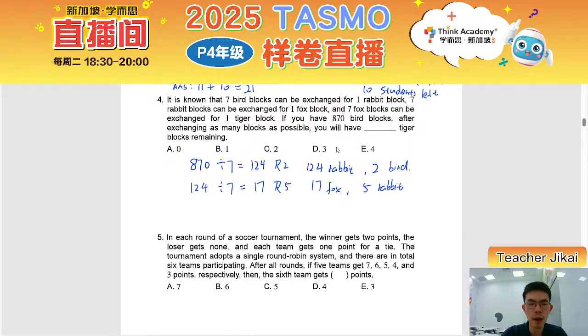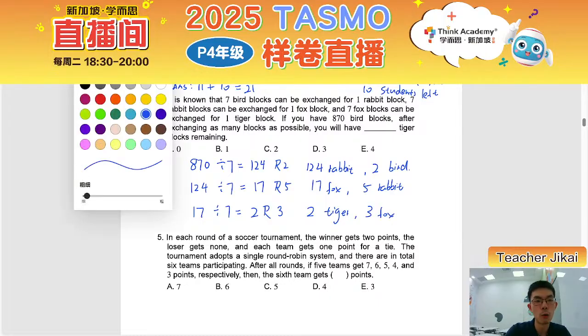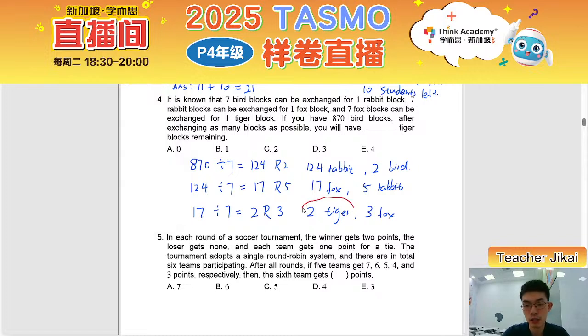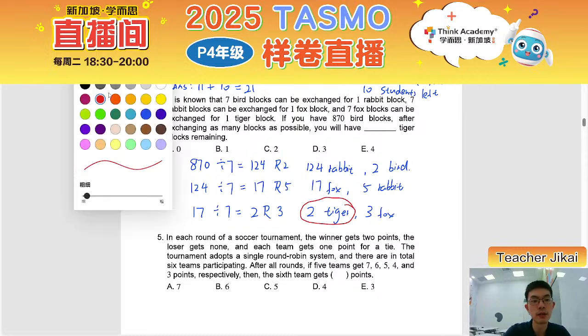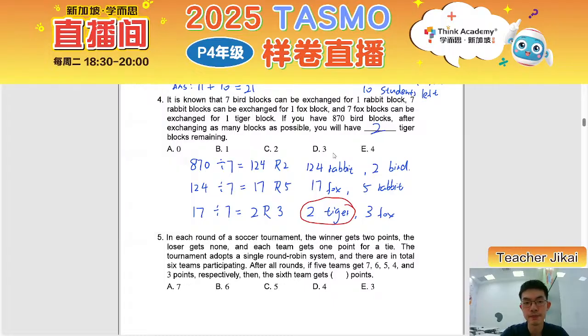So we just leave the 5 rabbit and focus on the fox, right? So 17 fox, we can change for how many tiger blocks? 2, remaining 3. So we have 2 tiger blocks and 3 fox blocks. So in the end, we have how many tiger blocks? 2 tiger blocks, right? The answer here is C.